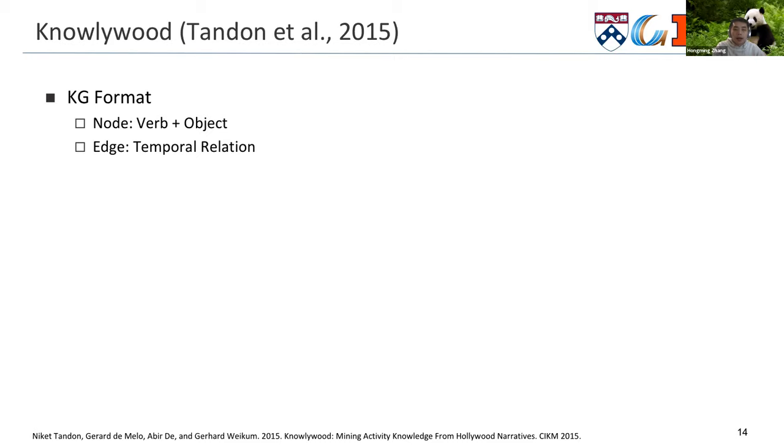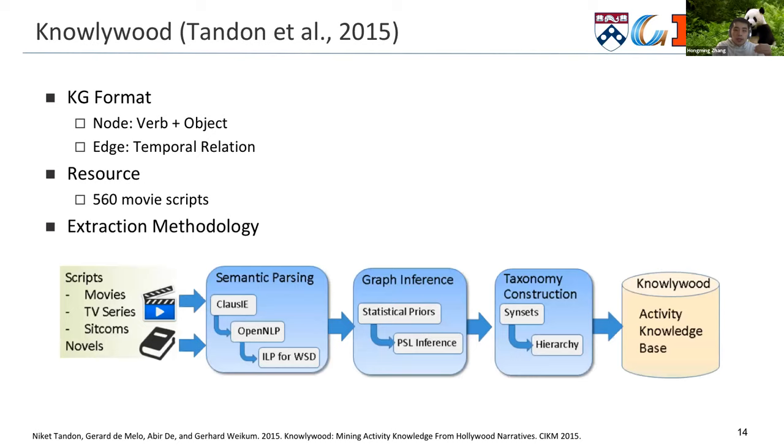So basically, it uses 560 movie scripts as a corpus. And here is the overall pipeline. It first leverages existing tools like clause parsing and word sense disambiguation tools to parse the raw corpus. After that, based on the parsing results, they build a graph inference model to align all the extracted event knowledge. The main purpose of this step is to minimize the influence of the conflict. And in the last step, it builds the event taxonomy based on the cleaned knowledge and generates the final KB.